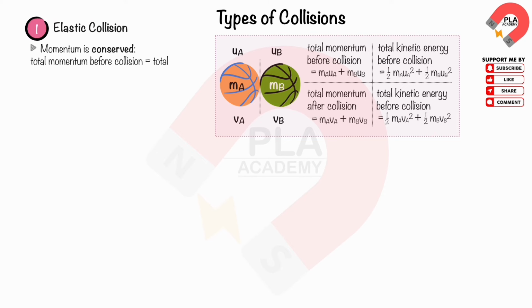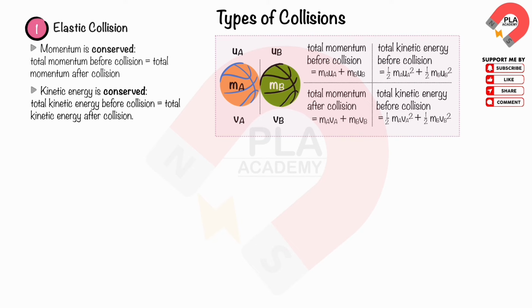Elastic collisions. The momentum is conserved during elastic collisions, so total momentum before the collision equals total momentum after the collision. The kinetic energy is conserved during elastic collisions, so total kinetic energy before the collision equals total kinetic energy after the collision. The relative speed of approach is equal to the relative speed of separation during elastic collisions.